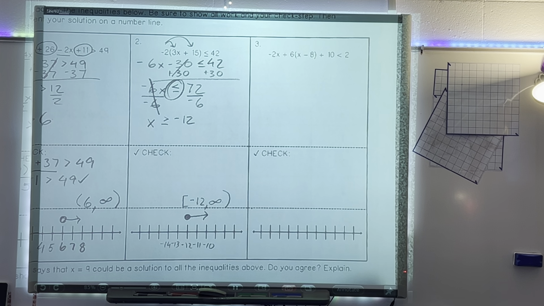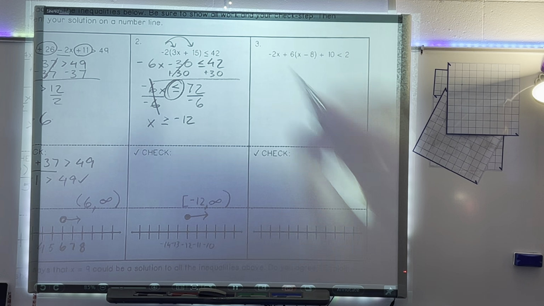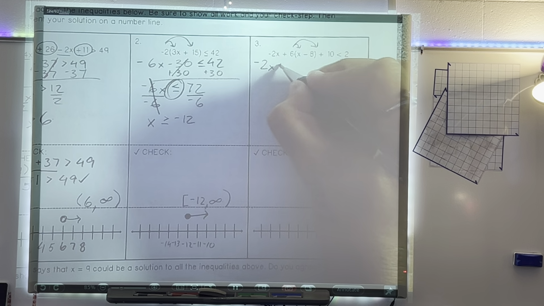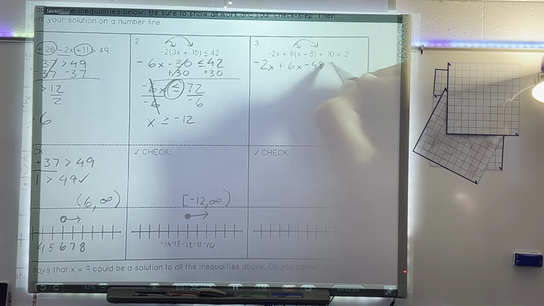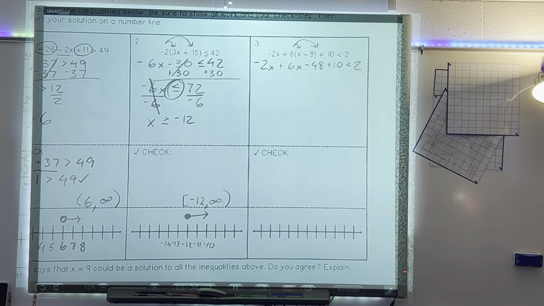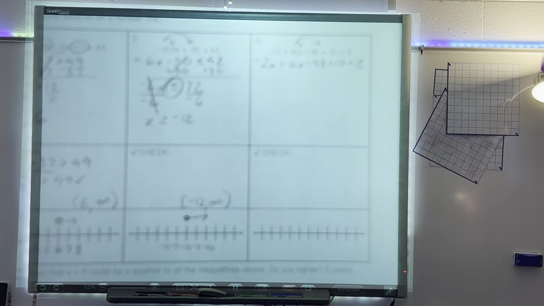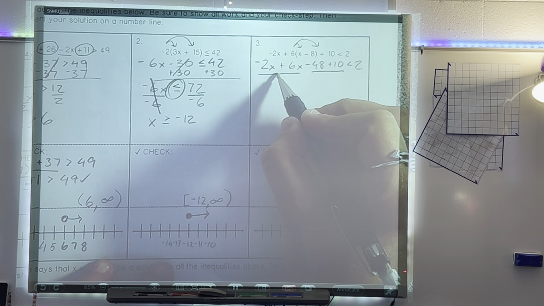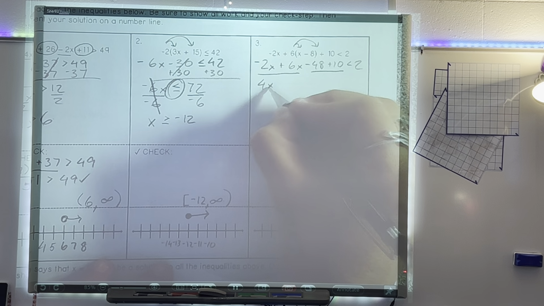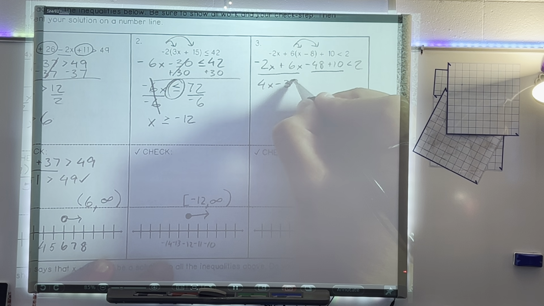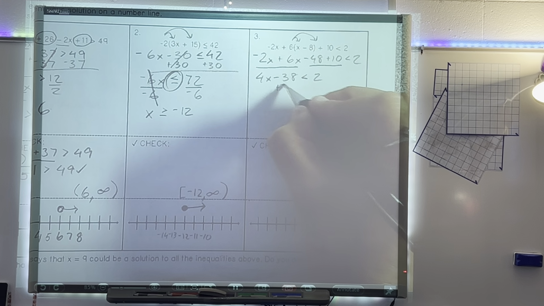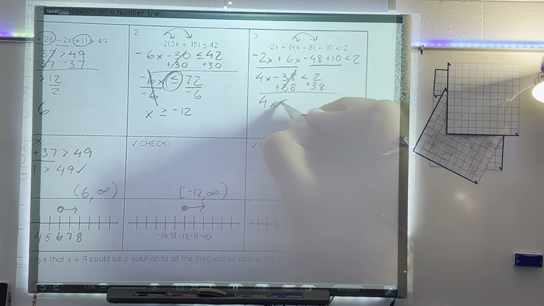What do I need to do first here, Bella? Bring down the negative to the next. Okay, and what else there? You distribute. I'm gonna do my distribution there, so I've got positive 6x minus 48 plus 10 less than 2. Now, you combine. Good, combine like terms, they were nice, it's already right here together. So this gets me how much x? 4. 4x minus 38 less than 2. Okay, now add my 38. Okay, so 4x less than 40.